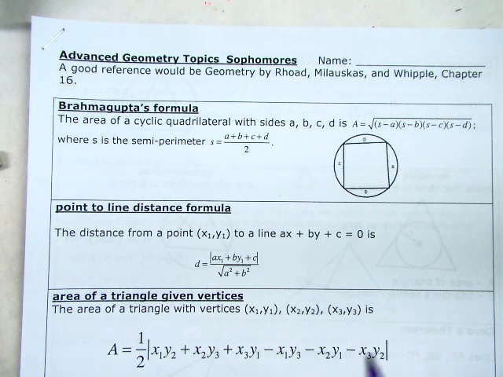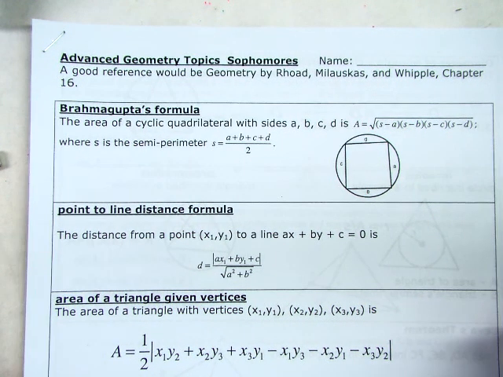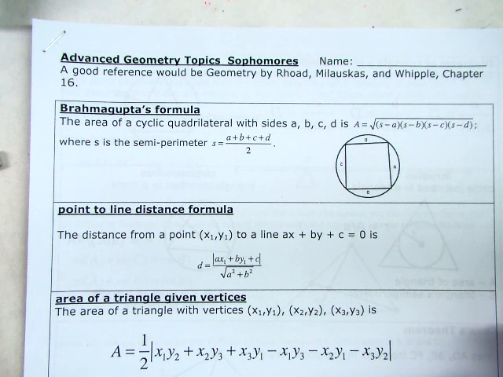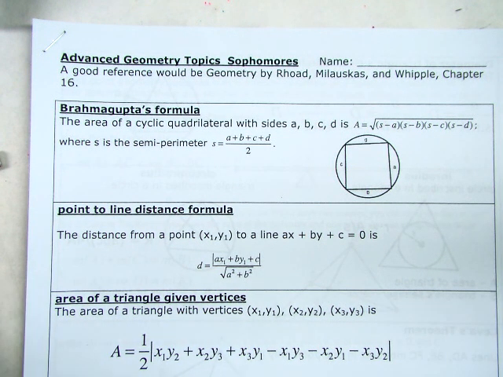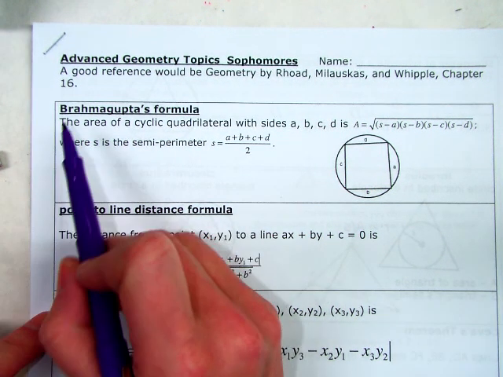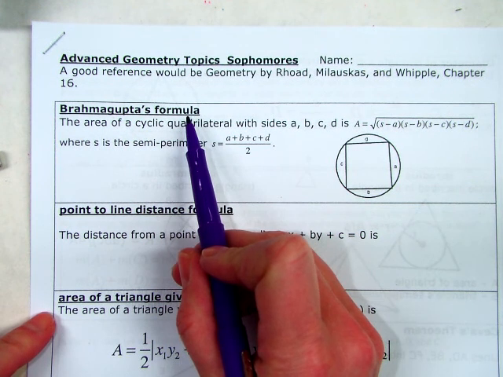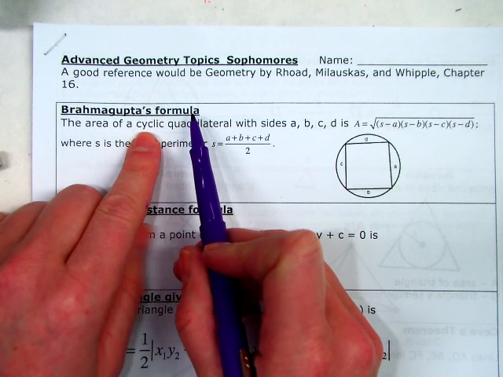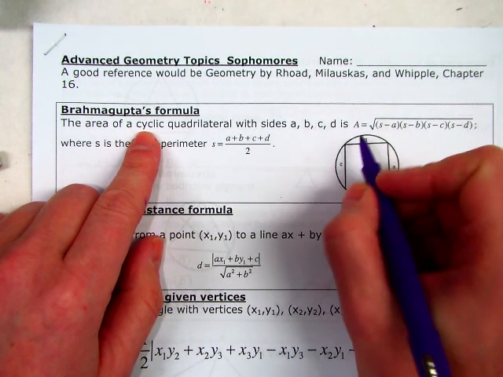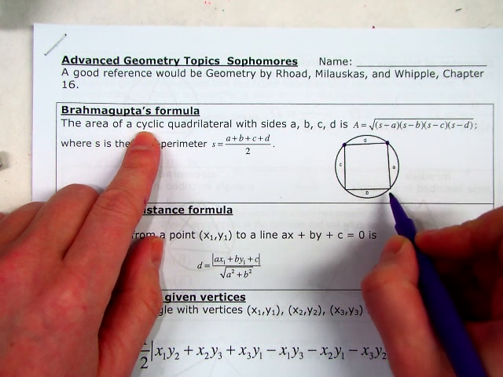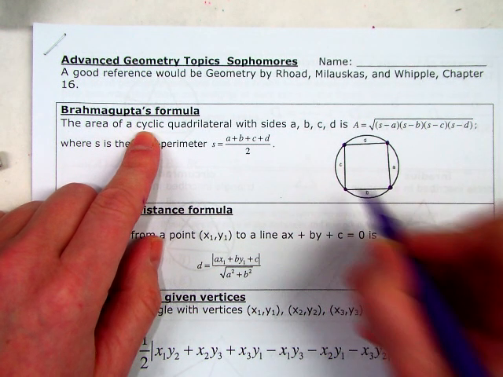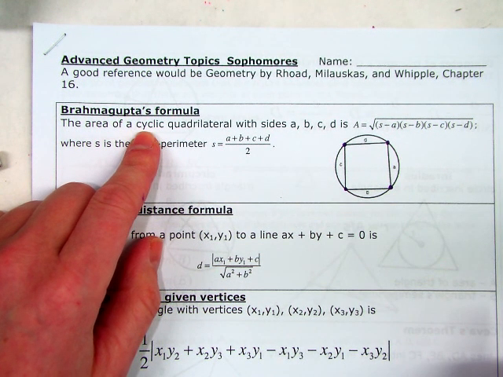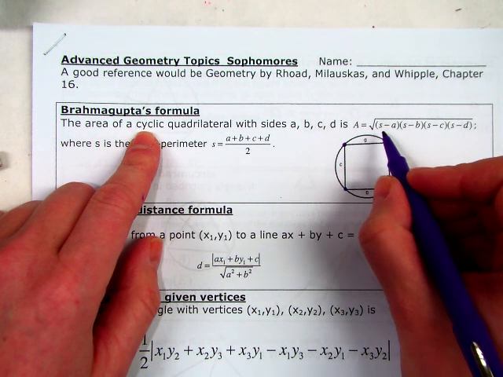All right, so this is advanced geometry topics for sophomores. I'm going to explain each of the theorems, and then you will try to solve some problems with this. The first one is called Brahmagupta's formula. Basically, if you have a cyclic quadrilateral, meaning a four-sided shape inscribed in a circle, you can find the area of it with simply knowing the sides.